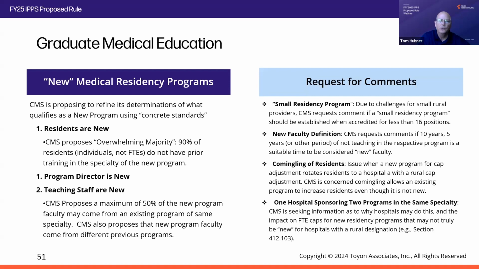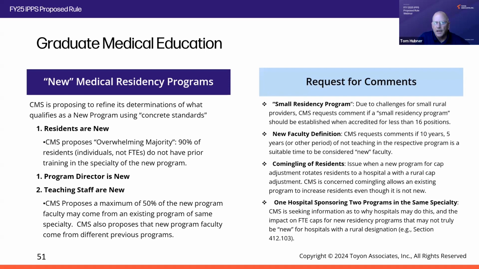So now what they are doing is just saying that they're going to define a standard. Their proposal is that 90% of the residents have to meet that category of new residents. So you could have up to 10% of the residents in the new program that maybe are not brand new, because some programs like to hire a PGY 2 or 3 out of another program just to have some more experienced residents in the program. And CMS wants to define that standard at 90%.